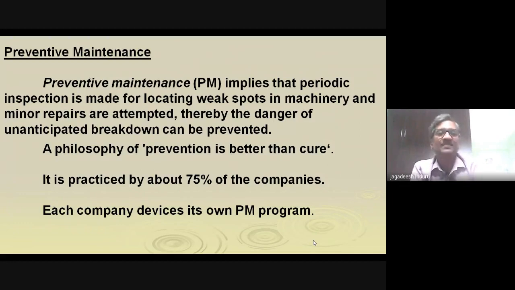But it is not like that in preventive maintenance. We look all around the entire factory and find the fault, and see where you observe a defect; only that you do as a maintenance procedure. In scheduled maintenance, it is not like that. Whether it is good or bad, we don't bother, we do it. But in preventive maintenance, it is about locating the weak spot in the machinery, and minor repairs are attempted if they are present. Thereby, the danger of unanticipated breakdown can be prevented.